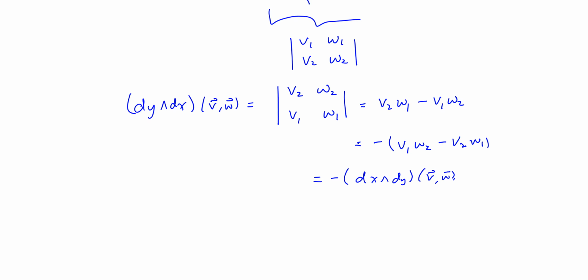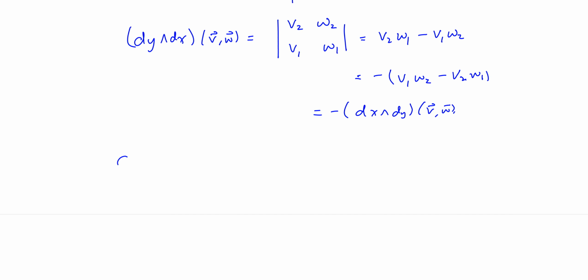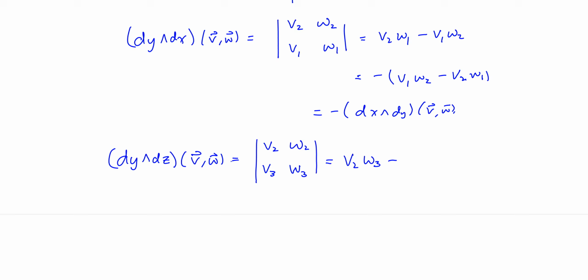So we didn't really get anything new by changing the order from dx to dy, but we can define other ones as well. So if I did dy wedge dz, say, of v and w, I take the y terms first, so v2 and w2, and then the z terms second, so v3 and w3. And so this is v2 w3 minus v3 w2.